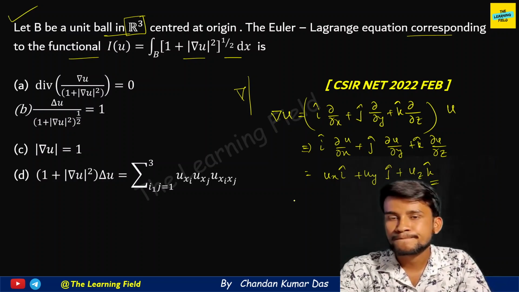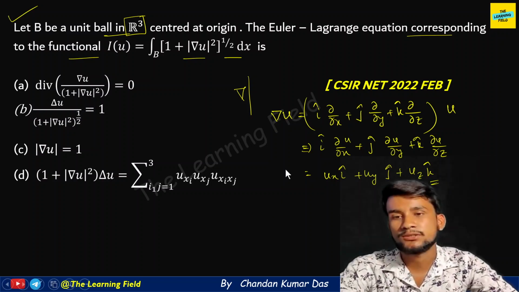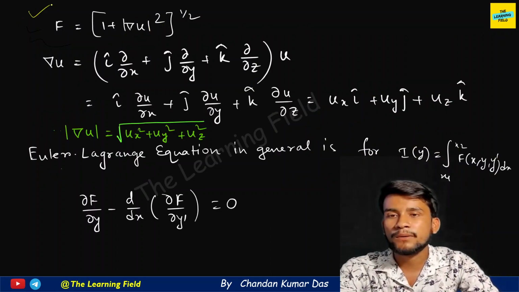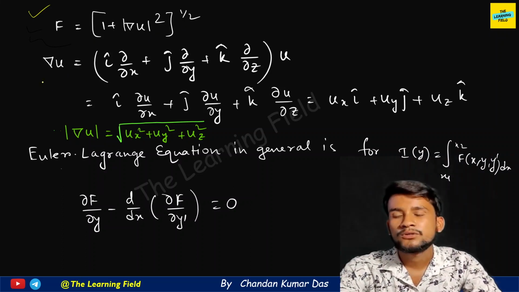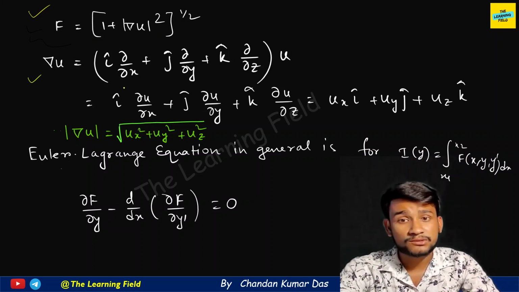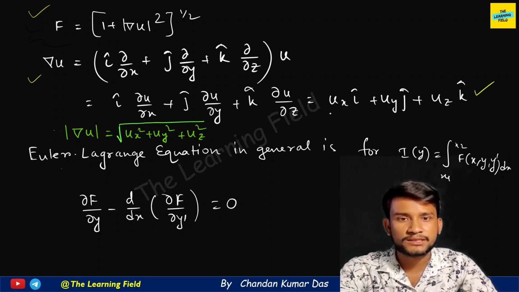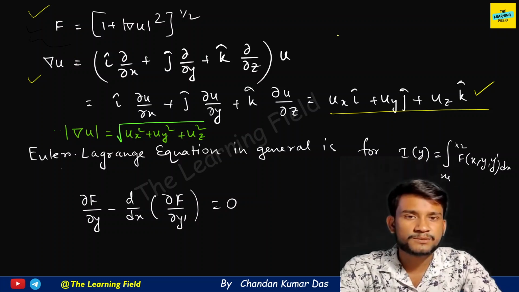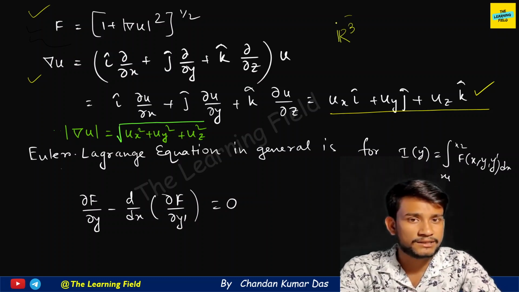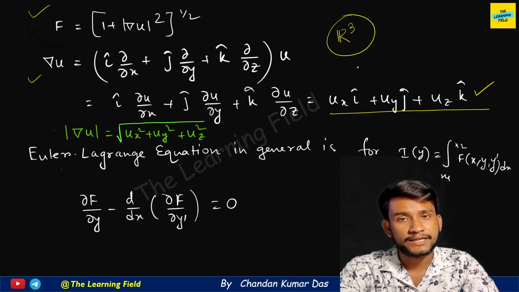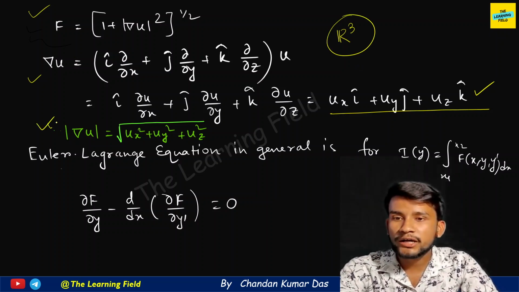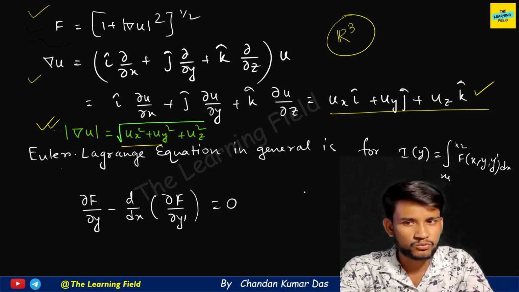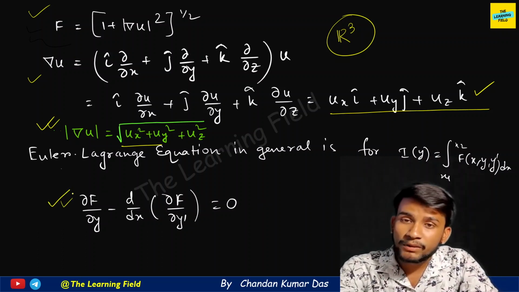Now if we write the Euler-Lagrange equation, see the solutions of these questions. F is given here as (1 plus |grad u|^2) to the power half. So |grad u| is equal to what? First we calculate the grad u, which is ux i cap plus uy j cap plus uz k cap, because here the space B is R3, therefore three coordinates come in this problem. Now |grad u| equals the square root of ux squared plus uy squared plus uz squared.